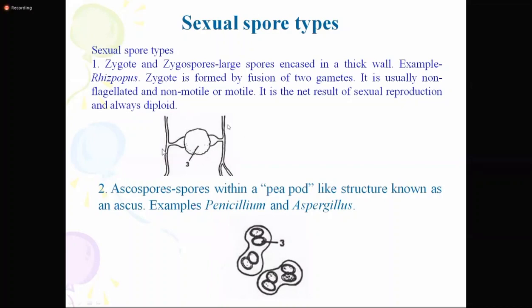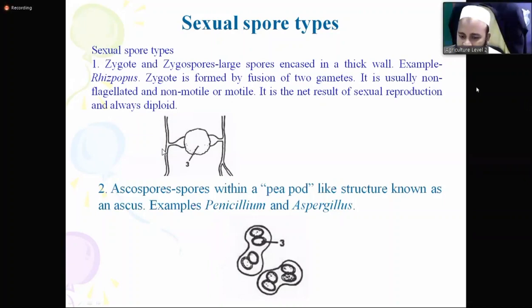So zygote is formed by the fusion of two gametes. You know fusion? Fusion means union. Union of two gametes is called fusion. So this is zygote and zygospore.